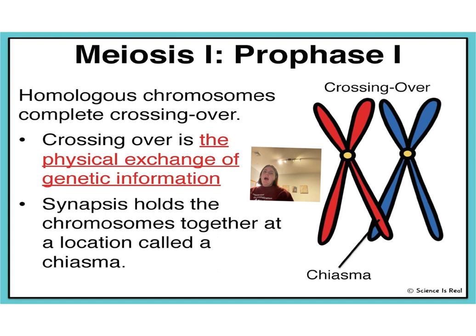Homologous chromosomes complete the crossing over in prophase 1. This is like the most important thing that happens in meiosis. Crossing over is the physical exchange of genetic information. Let me move this. Synapsis holds the chromosomes together at a location called the chiasma. So just right here, where they're crossing over together, that's the chiasma, that's what holds them together.